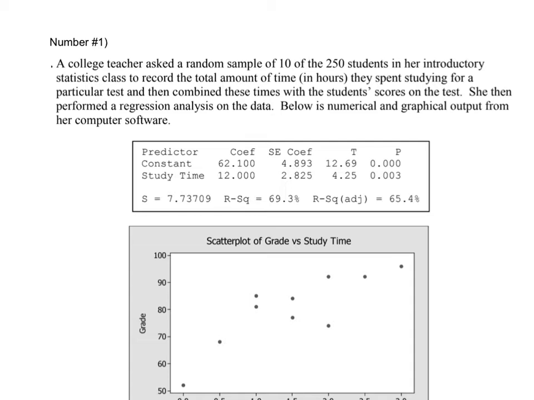A college teacher asked a random sample of 10 of the 250 students in her introductory statistics class to record the total amount of time they spent studying for a particular test and then combine these times with the students' scores on the test. She then performed regression analysis. Below is the numerical and graphical output from her software. Okay, so first thing we've got to be able to do is read one of these graphs, right? Very, very important. The word constant, we talked about this back in the first semester. That is your y-intercept. The descriptive word, in this case study time, is the slope of the equation.